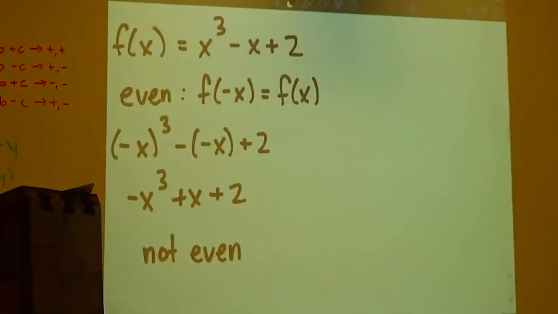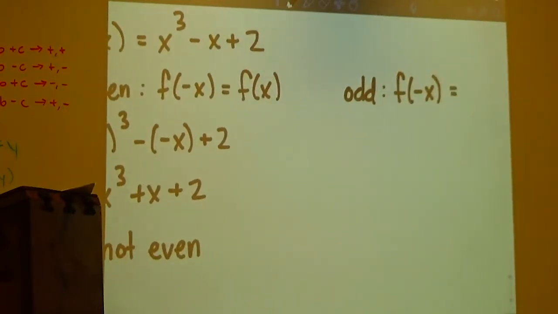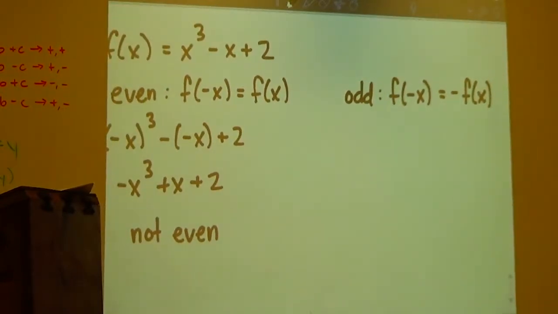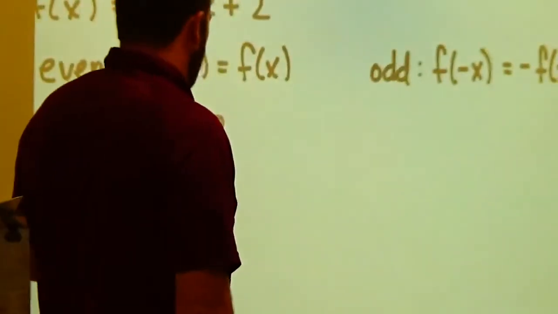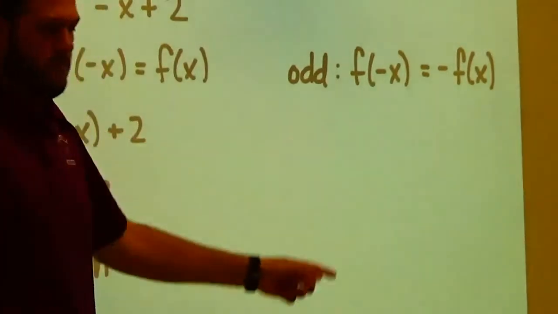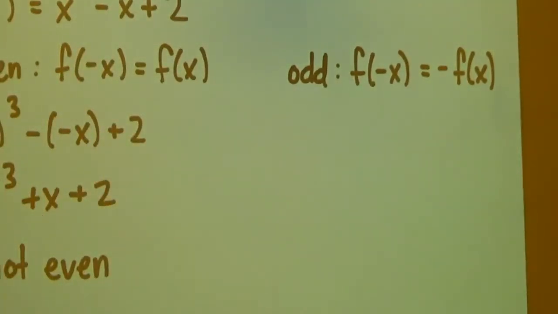Now let's check to see if it's odd. Which means we need f of negative x to equal what? Good, negative f of x. Do you need to do any work for that left side? Why not? Do we need to do any work to see what this is? Don't do it. It's right here. We just did it. So just bring this over. So I'll have negative x cubed plus x plus 2.